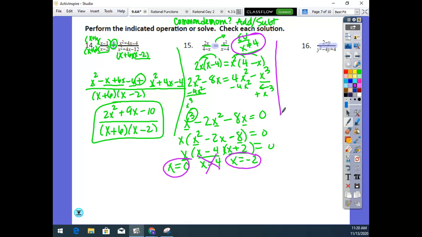16 is probably the easiest problem on the whole page. Factors of 4 that add to get 4: 2 and 2. Remember, you can cancel a factor if everything's the same, except the order with subtraction, as long as you put in a negative 1. So this cancels this one out, and I'm just left with negative 1 over y minus 2.